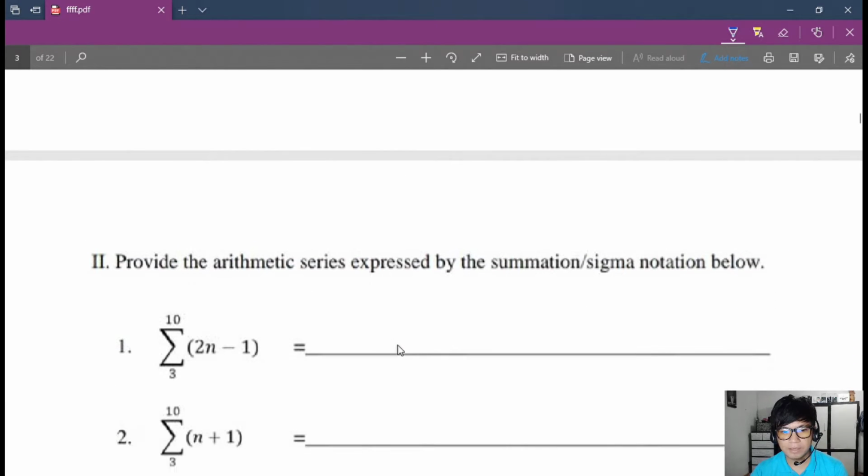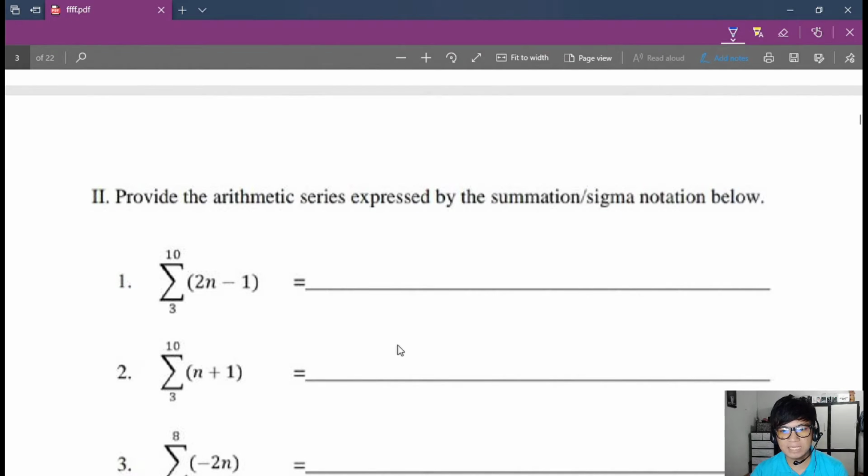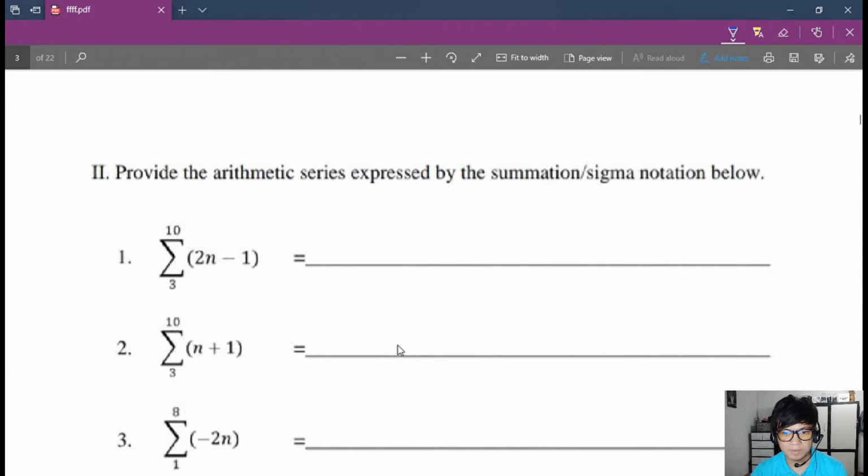Okay, for number test 2 or for part 2, provide the arithmetic series expressed by the summation or sigma notation below. So, yung sinabi natin kanina na yung arithmetic series, the terms in a sequence are separated by plus sign. So, ito yung given. Ang ibig sabihin nito, yung value ng n natin dito is ranging from 3 to 10.